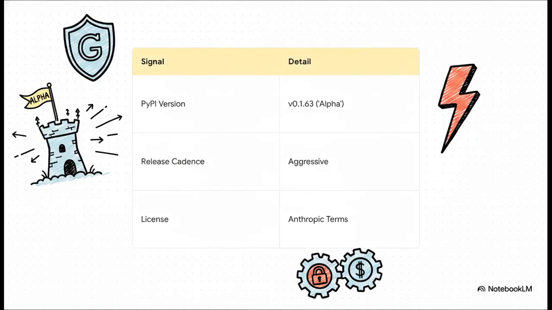And then you've got the Claude SDK. This is the new kid on the block. It's incredibly powerful, it's exciting, but it's also a total wild card. It's officially labeled as alpha, which is developer speak for handle with care, this might break. And this is a big one for any business.